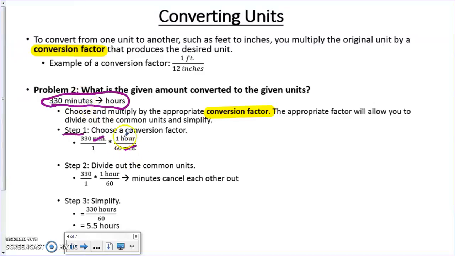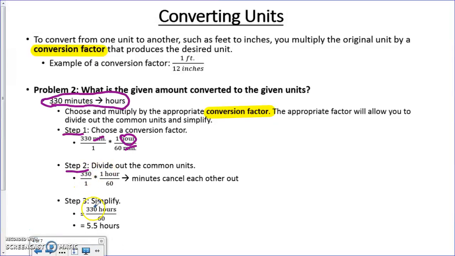Well, the conversion factor between minutes and hours is in 1 hour there are 60 minutes. So the conversion factor over here is 1 hour over 60 minutes. And then you just multiply across, because once you get the unit, hour, that you desire, you do not have to set up another conversion factor. So step 2, divide out the common units. So minutes cancel out. And step 3, you are going to simplify.